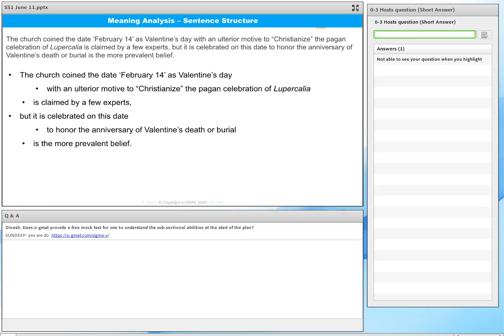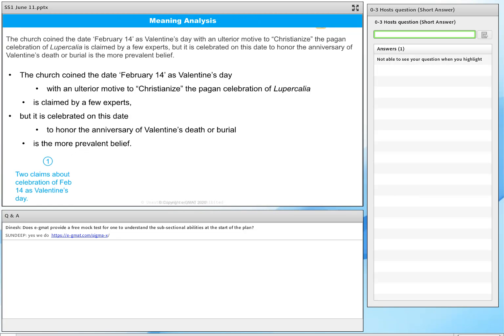So let's look at this. The church coined the date February 14 as Valentine's Day. Okay, why did the church coin it? Because the church had an ulterior motive to Christianize the pagan celebration of Lupercalia. That part is claimed by a few experts, but it is celebrated on this day to honor Valentine's death or burial. So there's a contrast over here, and that part is the more prevalent belief.